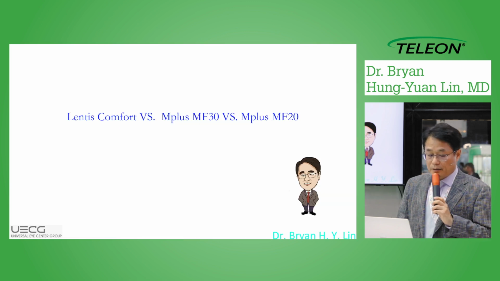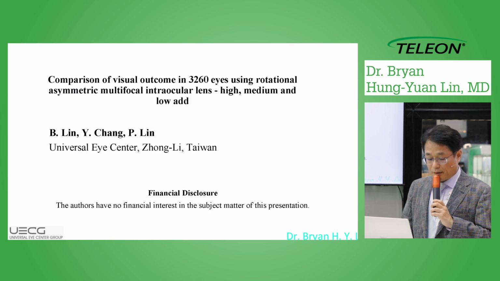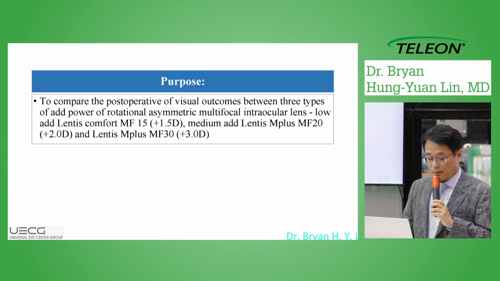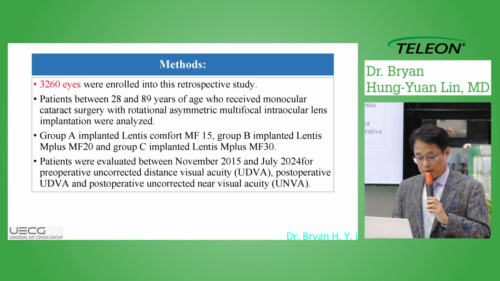Next, I will compare the post-op visual outcomes between LENTIS Comfort, Mplus MF30, and Mplus MF20. 3,260 eyes were involved in this study. The purpose is to compare the post-op visual outcomes among low-add LENTIS Comfort MF15, intermediate-add MF20, and high-add MF30. They were evaluated for pre-op UDVA, post-op UDVA, and post-op UMVA.